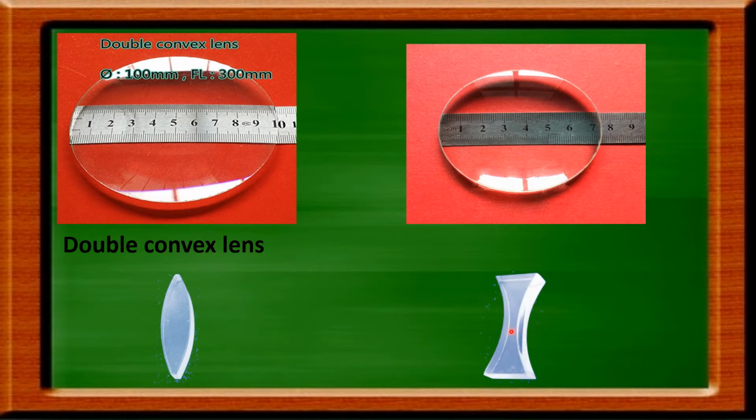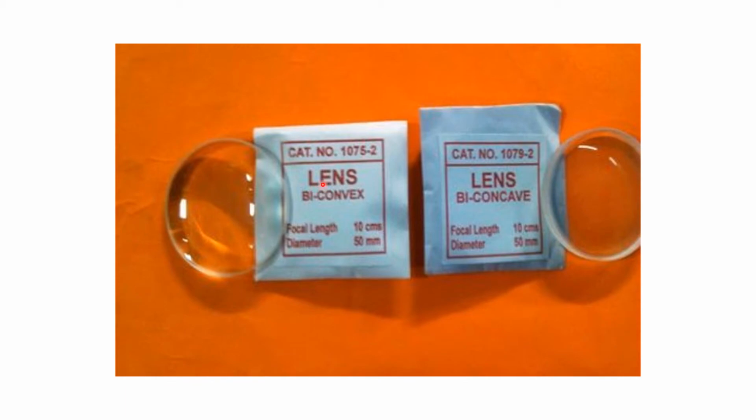See here, this is the middle part. It is thin at the middle and thick at the edges. That is, edges means here. Okay, it is thick at the edges. Here it is thin. The same I am showing. This one is the double concave lens. So the same here I am showing. This one is the lens biconvex and this one is the lens biconcave.